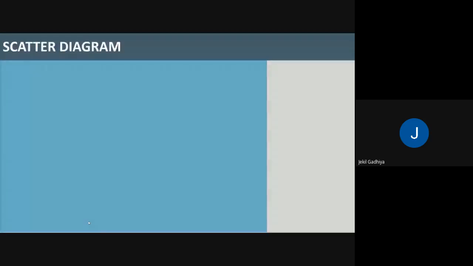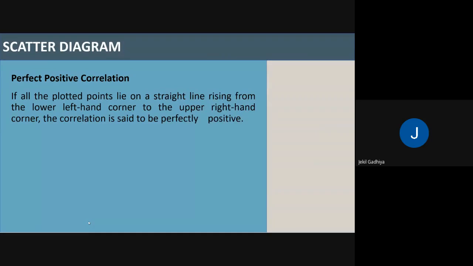So first of all, perfect positive correlation. If all the plotted points lie on a straight line rising from the lower left hand corner to the upper right hand corner, the correlation is said to be perfectly positive. And this is the geometric representation. Here you can see that all the plotted points rise from the lower left hand corner to the upper right hand corner. It is in this form, and this is known as a perfect positive correlation.